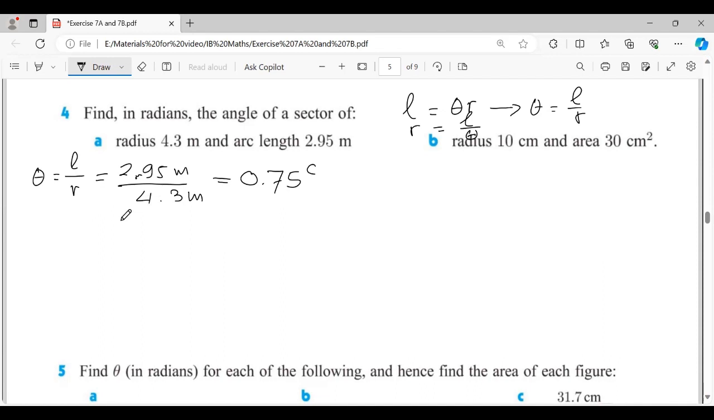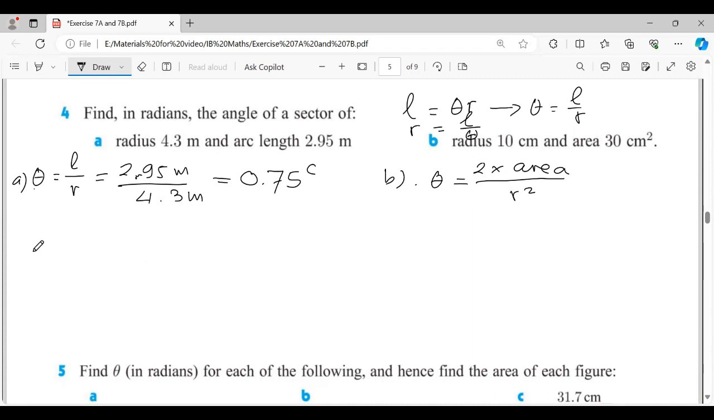Okay. The angle of a sector. Already. Next, after 4B, this is 4A, 4B. Theta equals, yeah, 2 times area. This is the formula: 2 times area over R squared.